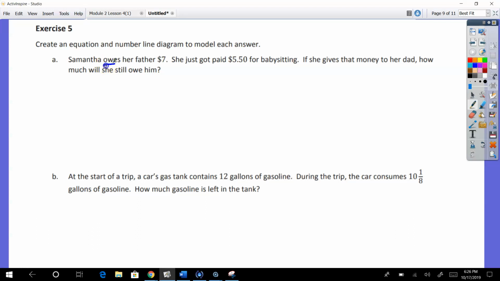Samantha owes her father $7. We know that's a negative 7. She got paid $5.50. If she gives it back to her dad, how much will she still owe him? So this is going to be positive $5.50. So she started with a negative 7. We write addition sentences so we can use our addition rules. And she's adding $5.50 to that. So there is, create an equation. There's your equation. We just need to get an answer for it and a number line.